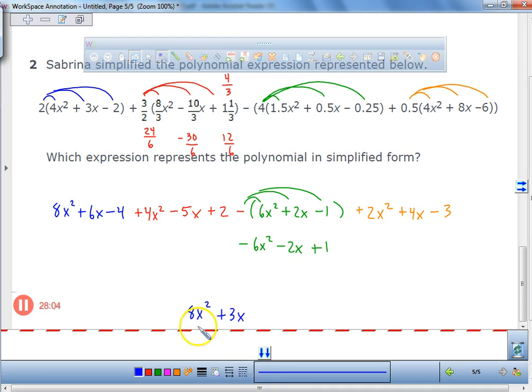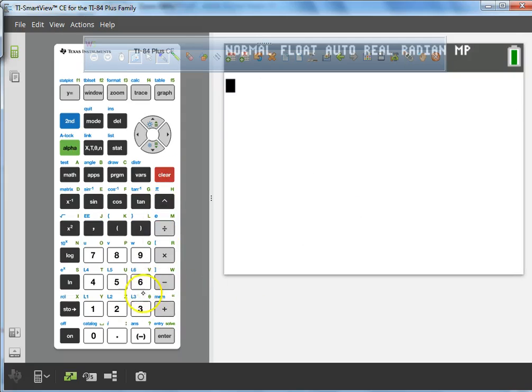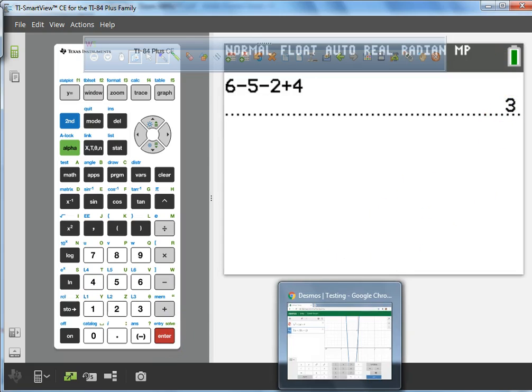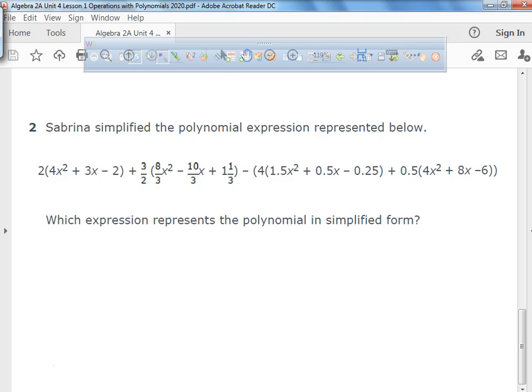So let me explain what I just did there. Watch this. Can you guys see these numbers? Just look at the x's. What does that say? 6. That says what? Negative 5. What does that say? Negative 2. What does that say? 4. So watch this. It was 6 minus what? Minus 5, then what? Minus what? 2, then what? Plus 4. Do you see how we got 3? So you just take the coefficients and you can use your calculator, and that can totally help you out.